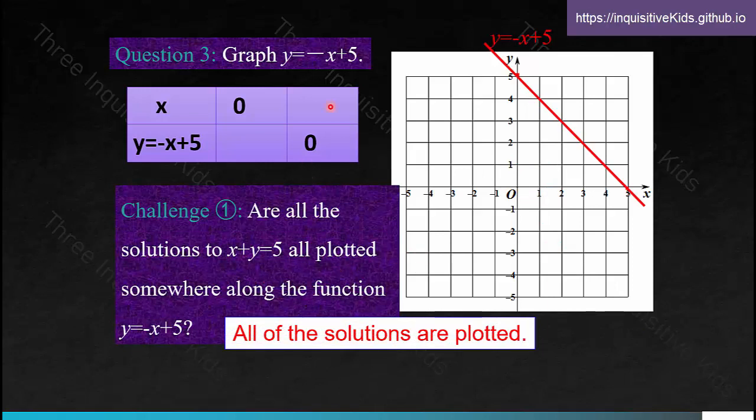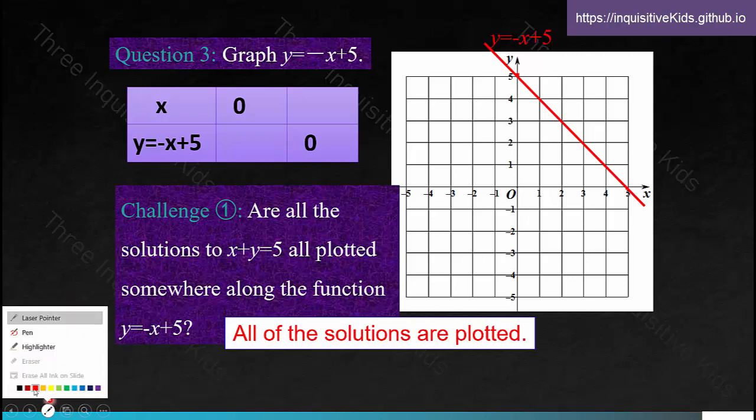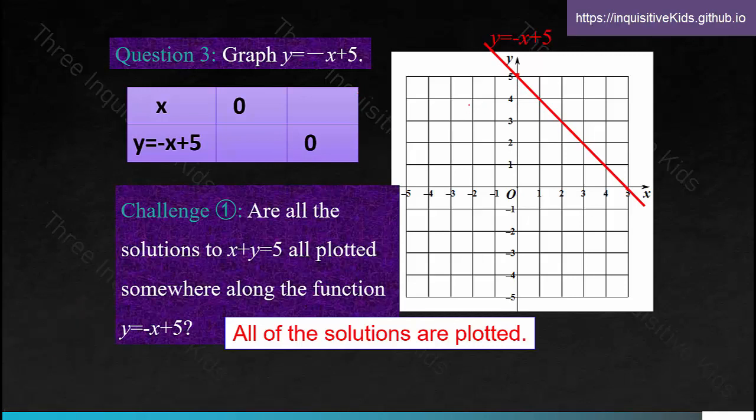So this should be 5. When x is equal to 0, this is 5, and when this is equal to 0, this would be 5.